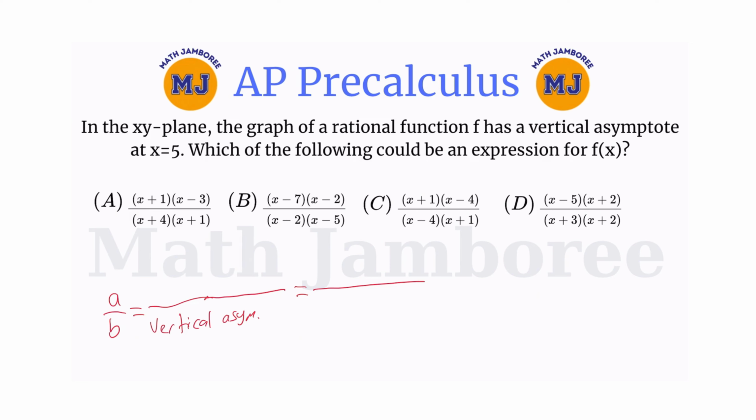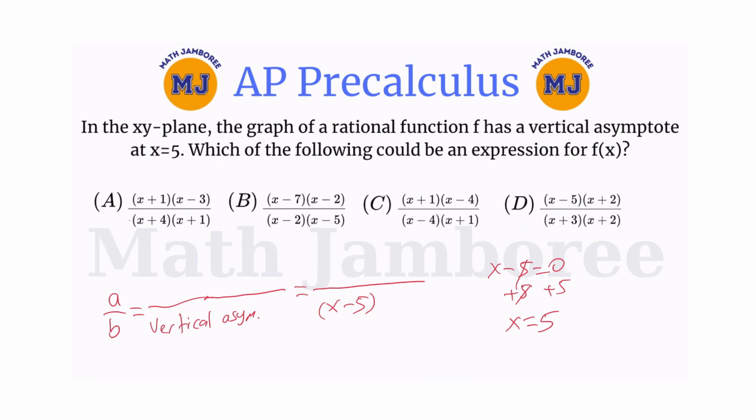So what would it be? Isn't it x minus 5? Because when you solve x minus 5 equals 0, you get 5 for x. So our logic is this: we're looking at the denominators and we're looking for the x minus 5 in it.